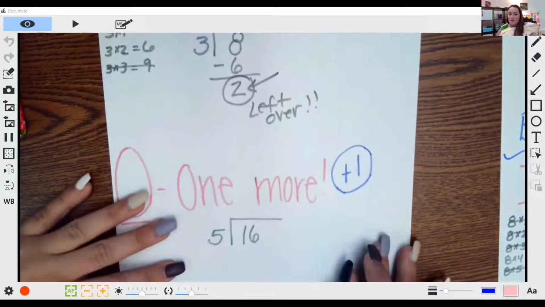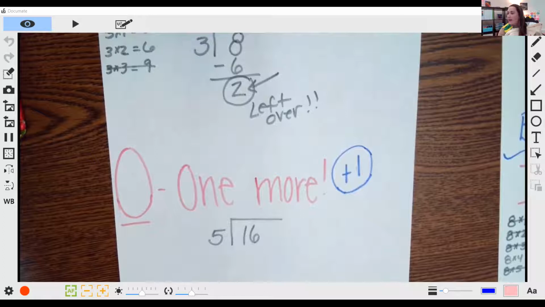We only have 1 more to go over, and that stands for the letter O, okay?